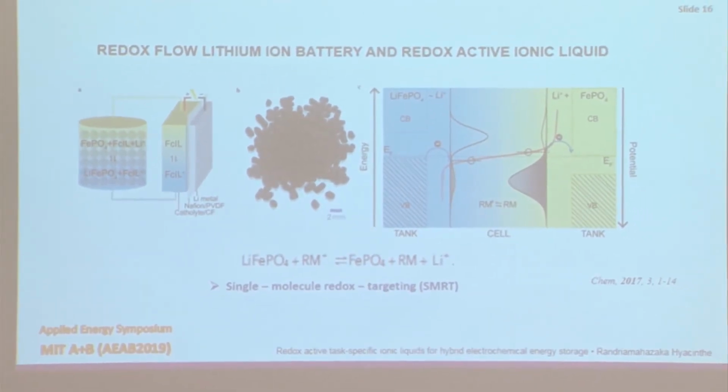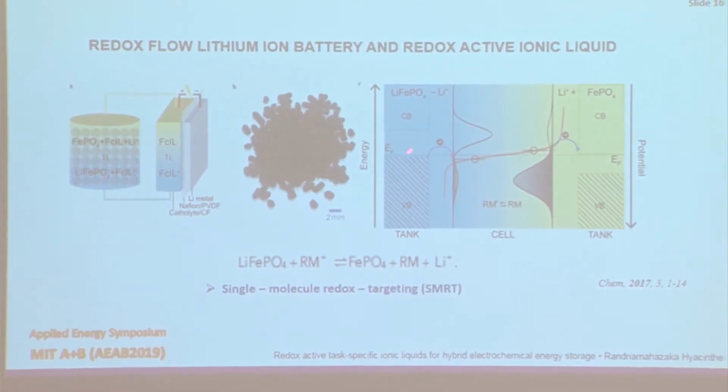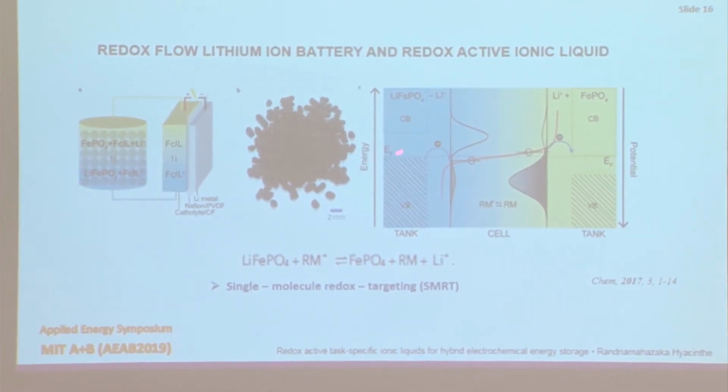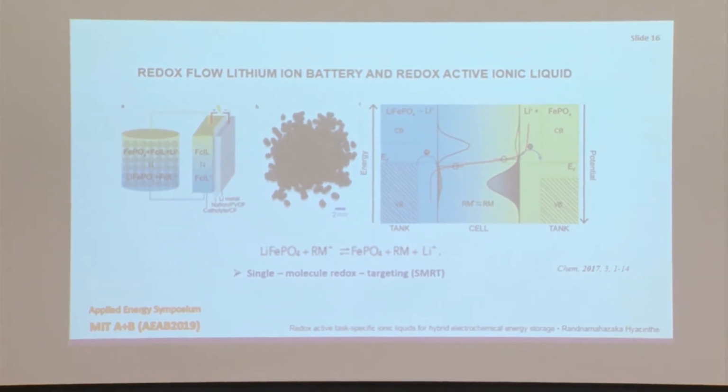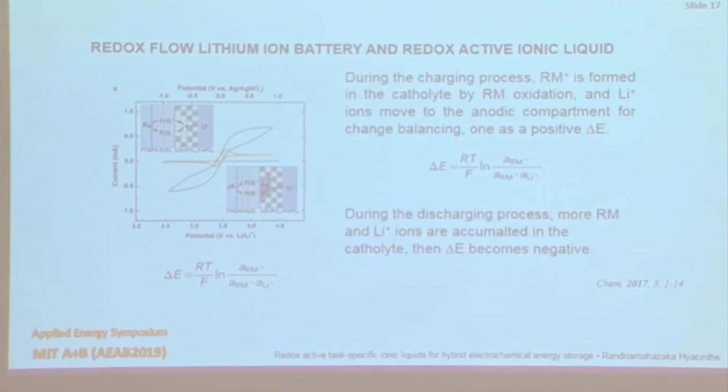iron phosphate, and the idea is to analyze what is the parameter that controls the energy level at the interface. And here, by means of some thermodynamic analysis, we are able to show that the driving force at the interface depends upon the ratio of the activity. So it depends upon the concentration and the activity of iron, the oxidized form, and also the lithium ion.